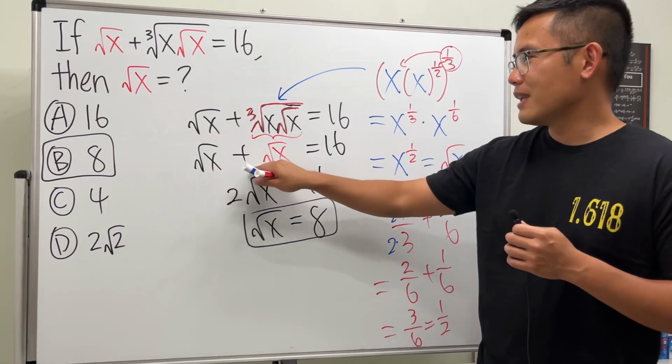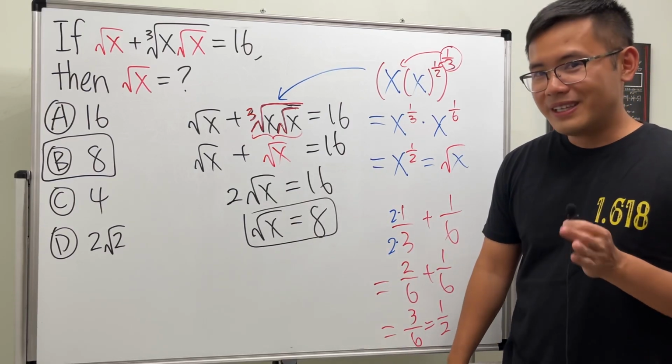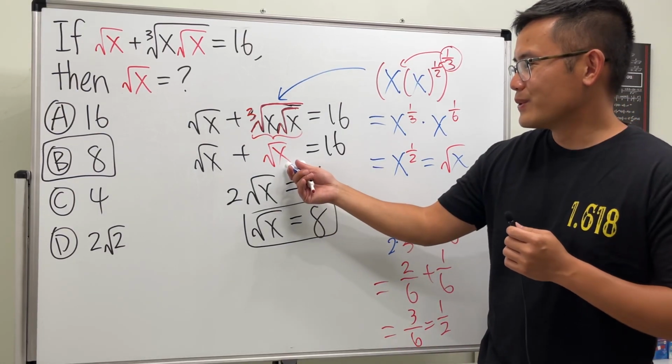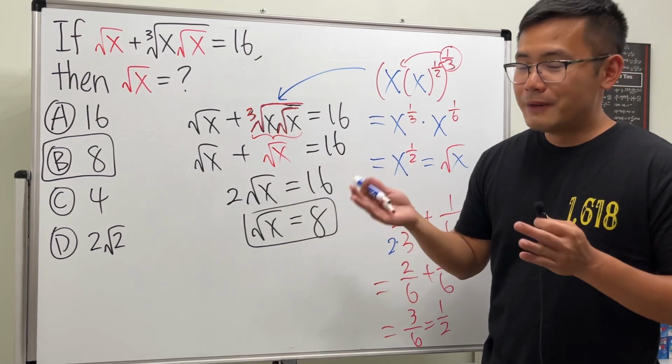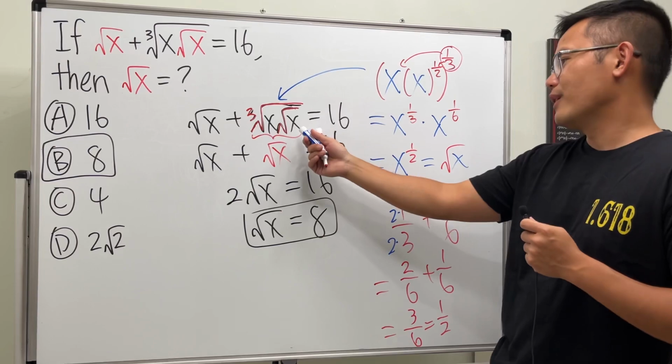So this plus that is equal to 16? That's it. So next time, whenever you want to write the square root of x, I invite you to write it as the cube root of x times the square root of x.